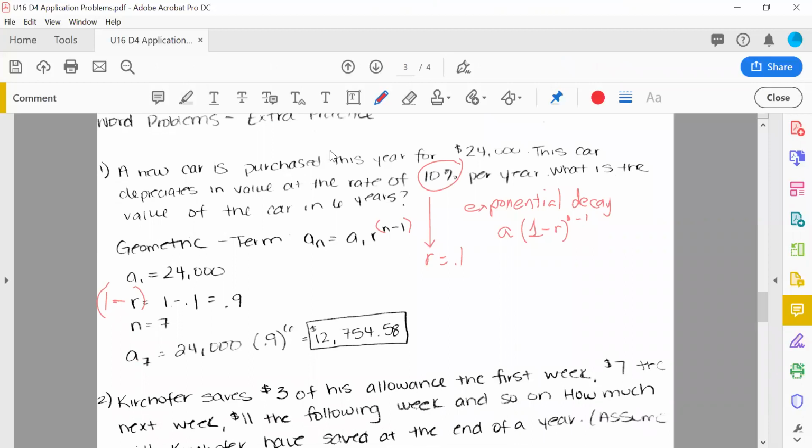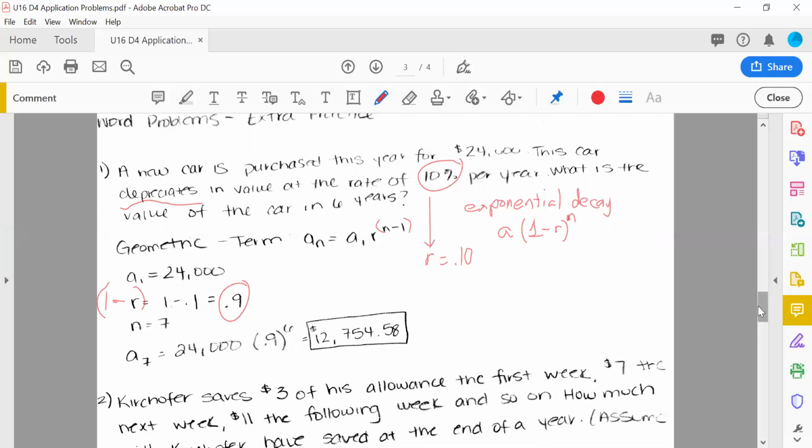A new car is purchased this year for $24,000. This car depreciates. And if you don't know what the word depreciate means, it means it goes down in value at the rate of 10% per year. So that means R technically is 0.10. All right, what is the value of the car in 6 years? So this is an exponential decay model. An exponential decay model is the initial term and then 1 minus R, not 1 plus R. You're decaying because you're depreciating. So then 1 minus R is 1 minus 0.1, which is 0.9.